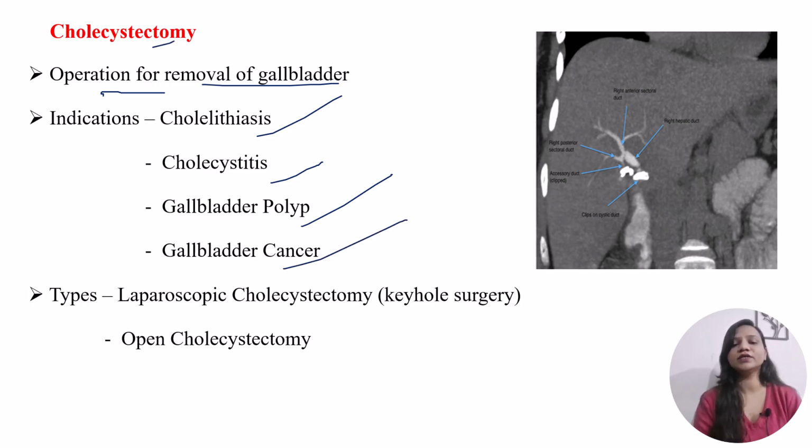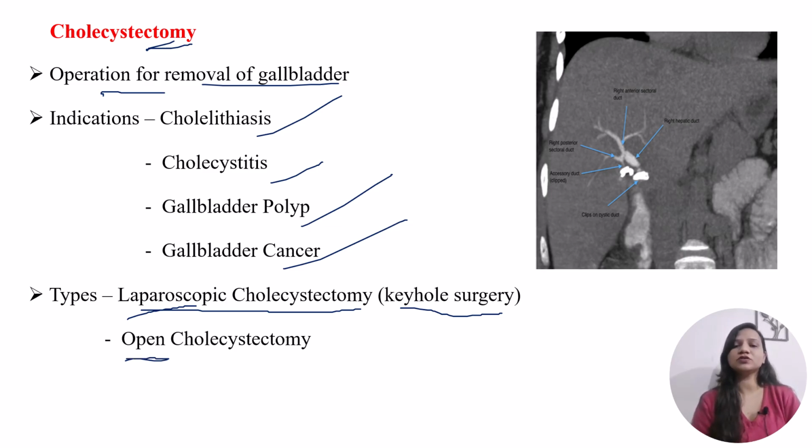So there are two types of cholecystectomy. The first one and the most common one is the laparoscopic cholecystectomy, which is also called keyhole surgery. In this surgery, multiple small incisions are given in the abdomen region, the laparoscope is inserted into it and the gallbladder is removed, and there is faster recovery in laparoscopic cholecystectomy as compared to the open cholecystectomy.